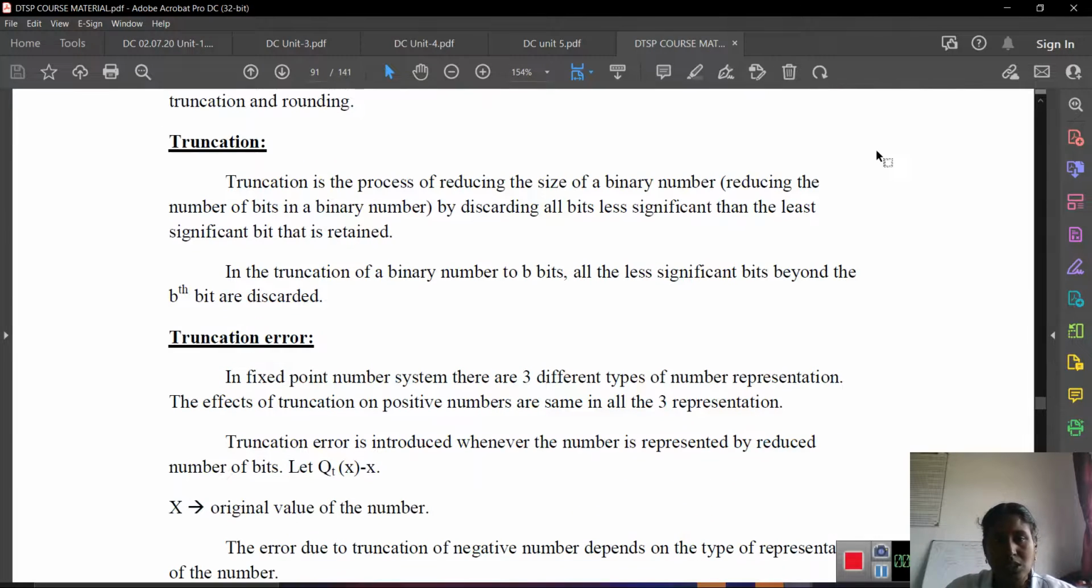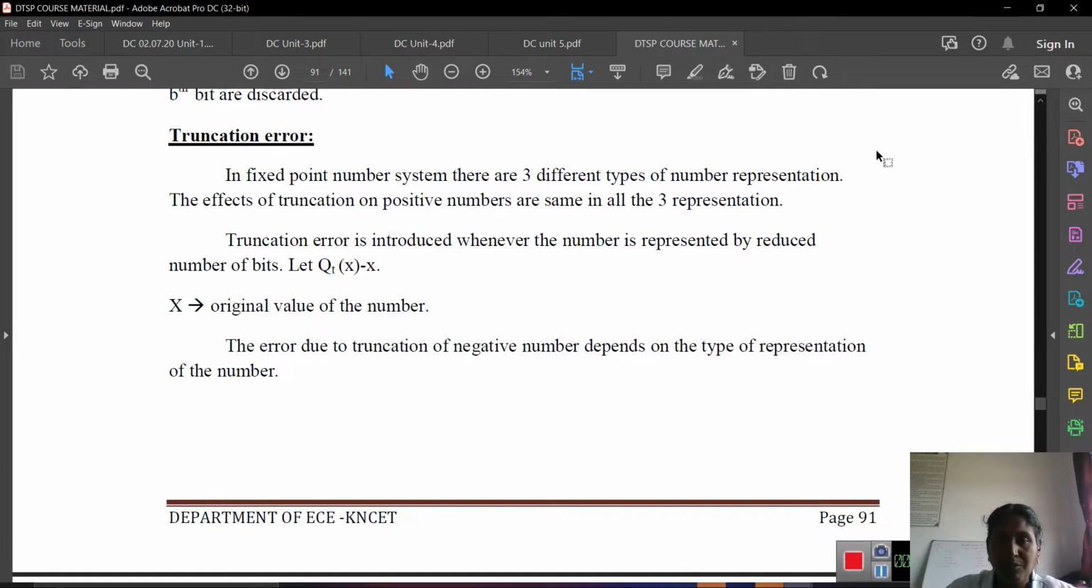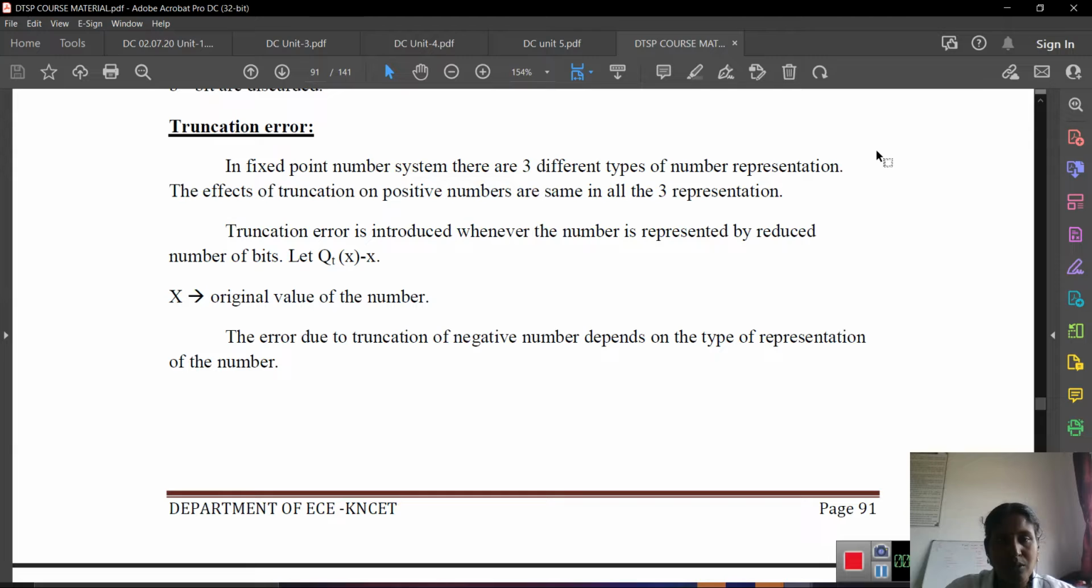So, what is truncation? Truncation is the process of reducing the size of a binary number by discarding all bits less significant than the least significant retained bit. In the truncation of a binary number to b bits, all the less significant bits beyond the b bits are discarded. Truncation error: in the fixed point number system, there are 3 different types of number representation. The effect of truncation on positive numbers is the same in all 3 representations. With x equal to the original value of the number, the error is Q(x) minus x. At that point we have to calculate the truncation.